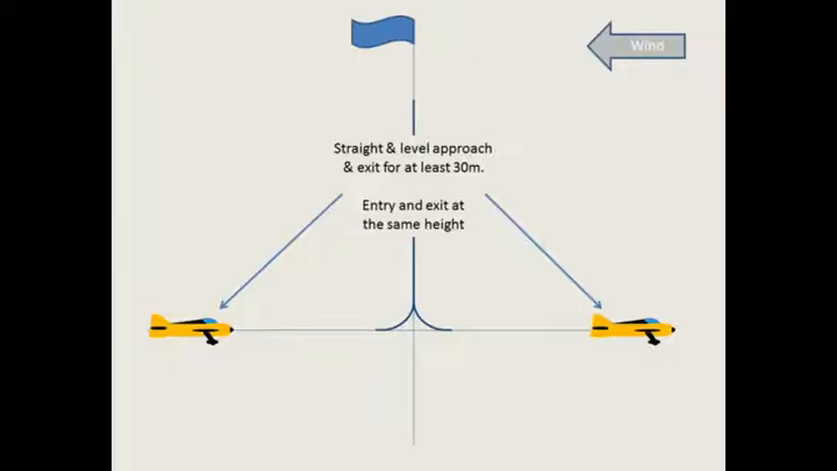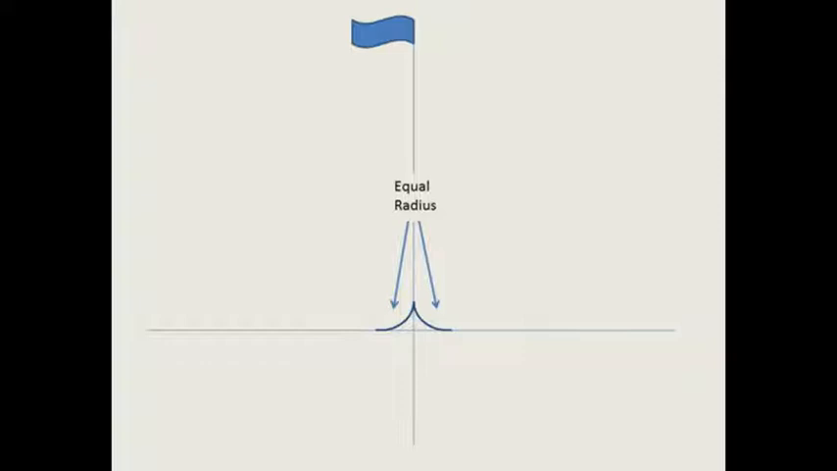Let's look at the geometry of the manoeuvre. As for all manoeuvres, there should be a straight and level approach and exit of at least 30 metres. And like most manoeuvres, the entry and exit should be at the same height. The quarter loop radius at the start and end of the manoeuvre must be of equal size.